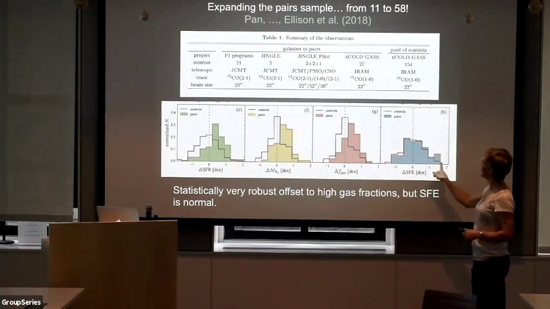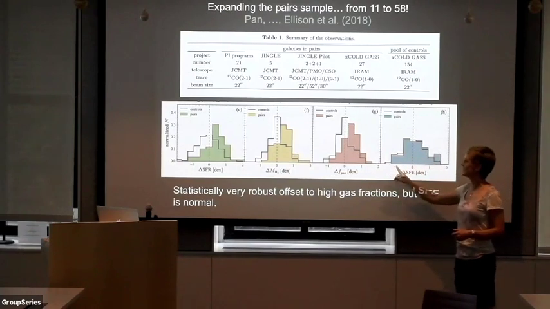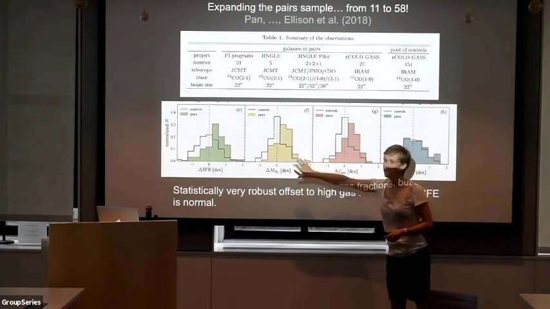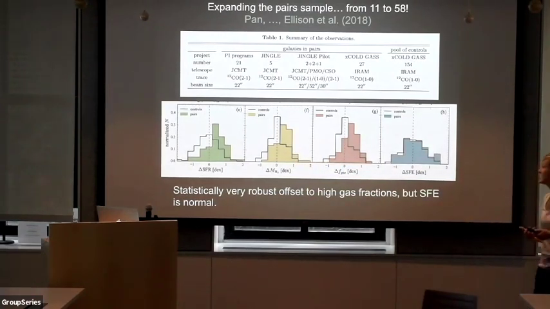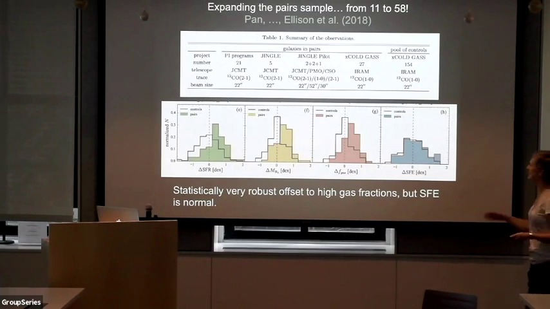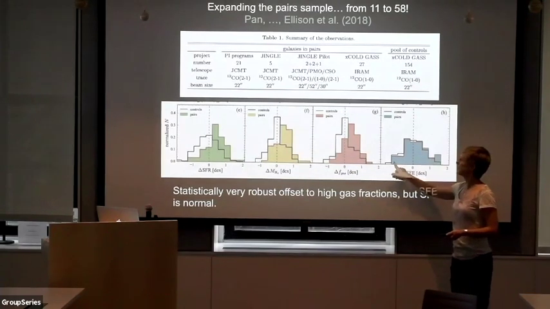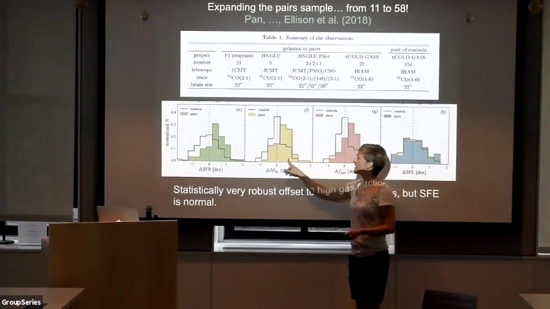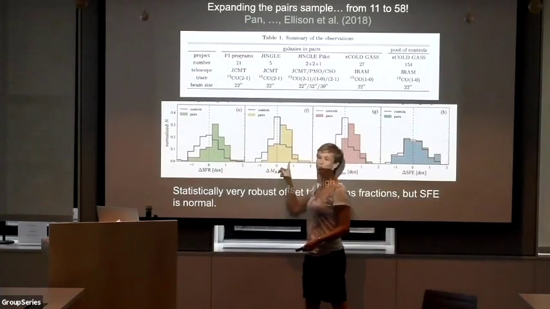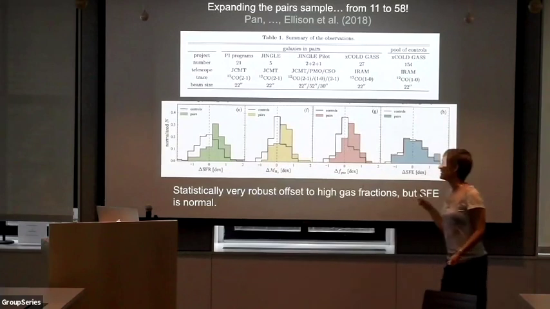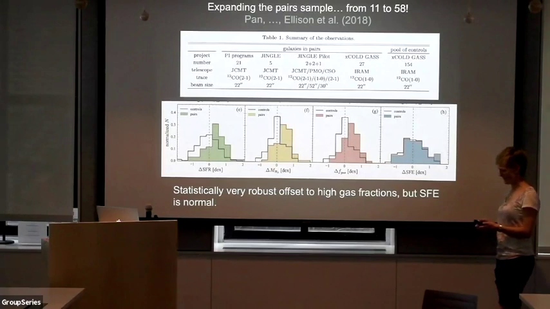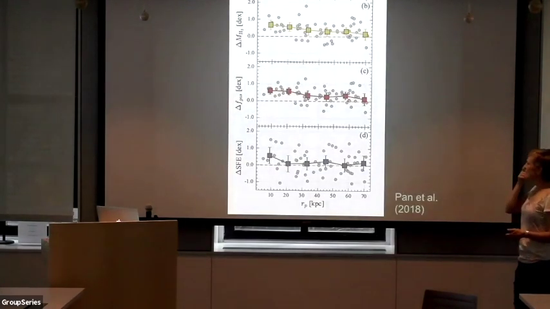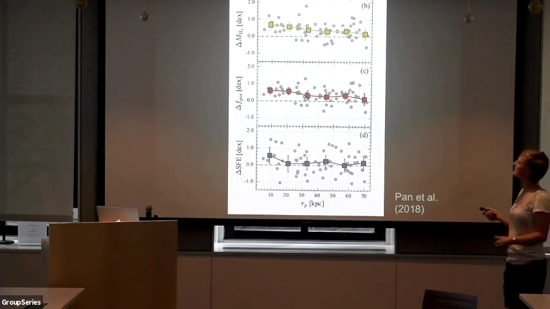But interestingly, the star formation efficiency, which is a combination of the gas mass and the star formation rate, tells you how quickly you would deplete your gas if you continued star forming at the same rate. This is normal, because your gas mass is high, but so is your star formation rate. So you'll actually burn through your gas with about the same efficiency as galaxies that sit on the Kennicutt-Schmidt relation. With this larger sample, we could also start to try to look at trends with projected separation.